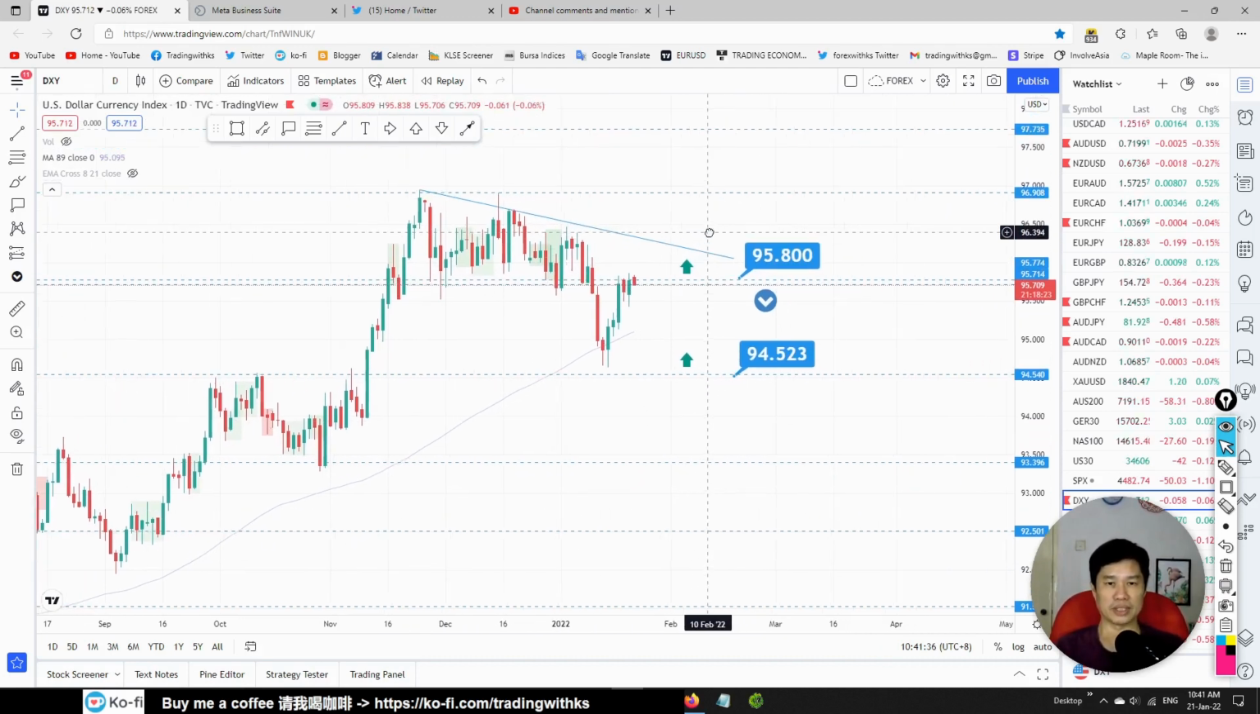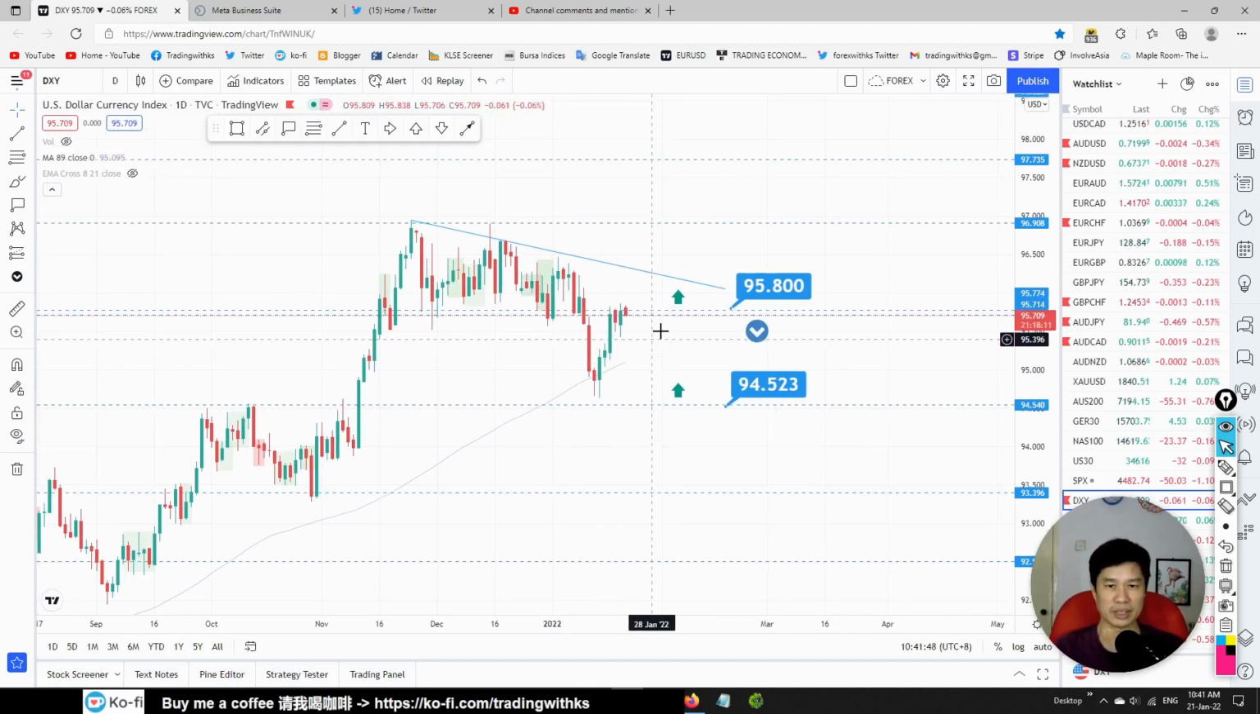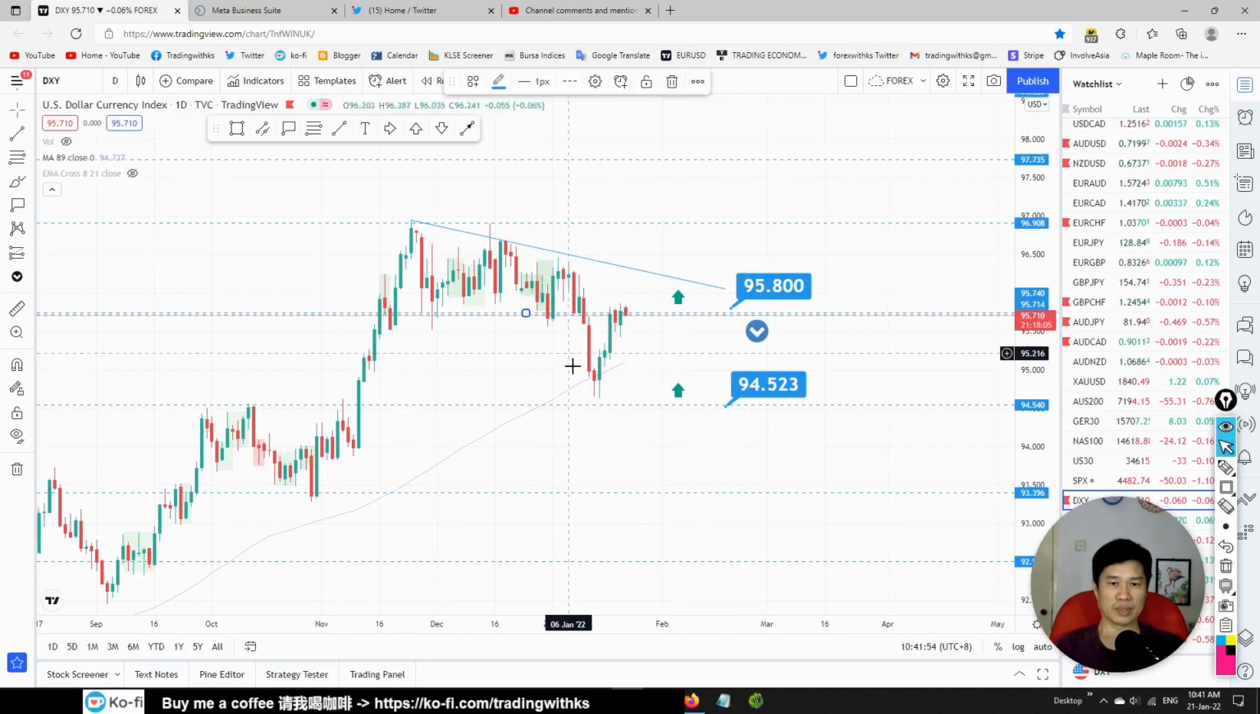So let's see DXY now. How strong is DXY? DXY, the currency index, has been rebounding. So it looks like this one is quite strong. It is at this support resistance area and looks like it's starting to break through. So judging from the rebound here, the US dollar is quite strong. So I mark it, US dollar is strong.